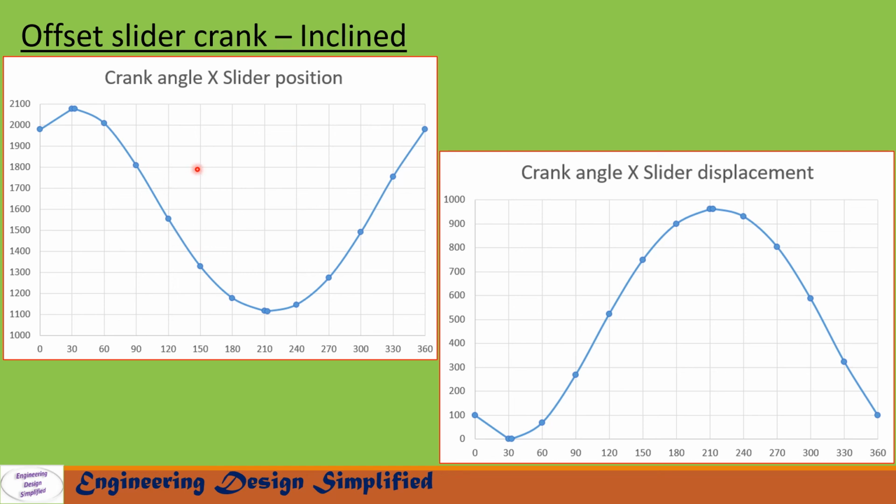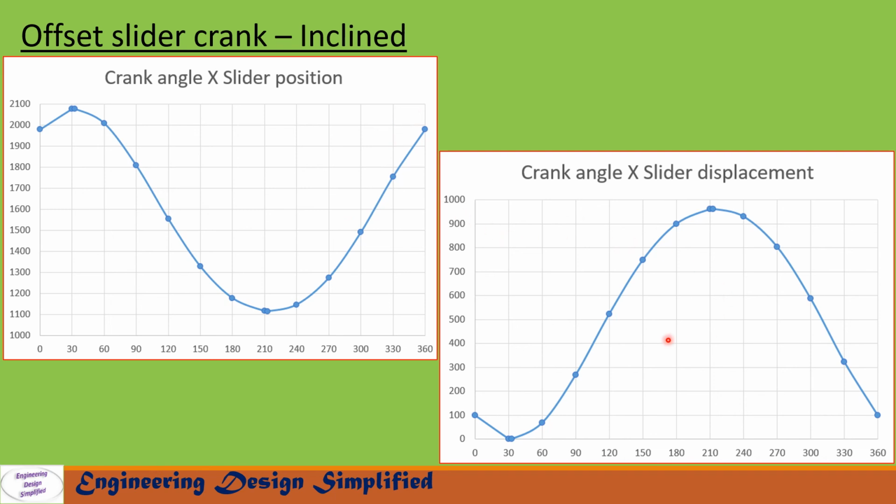In this graph we have plotted crank angle versus slider position. Crank angle is along the horizontal axis, 0 to 360 at an interval of 30 degrees, and on the vertical axis we have plotted slider position. So we can see that after 30 degrees, that is 32 point some degrees, slider position is maximum, and after 210 degrees, that is 212 degrees that we have calculated in Excel, slider position is minimum. So this is the crank angle versus slider position curve.